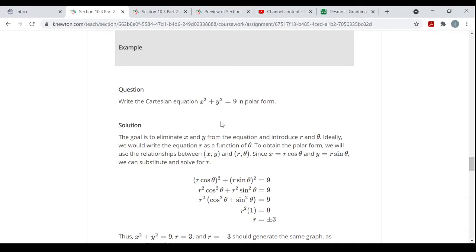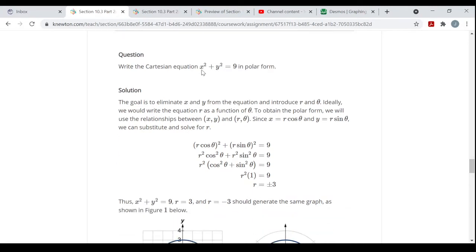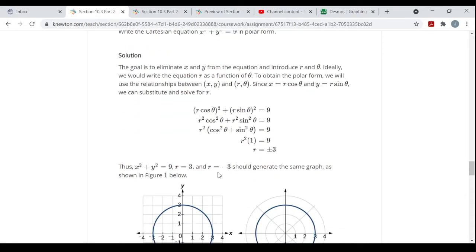Now they go the roundabout way here, where you remember also that x is equal to r cosine theta and y is equal to r sine theta, and then they square these, pull the r squared out, and use the Pythagorean identity. Remember, cosine squared plus sine squared is 1, and then again you're seeing that r squared equals 9, or r equals 3, or r equals negative 3.